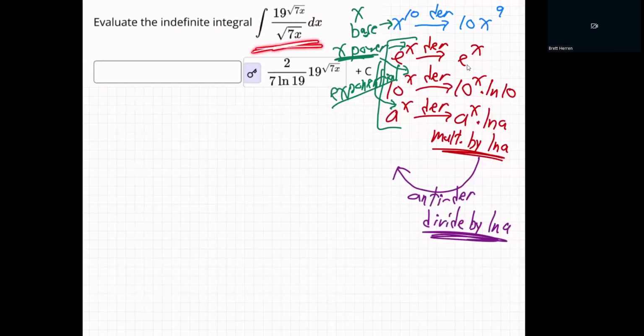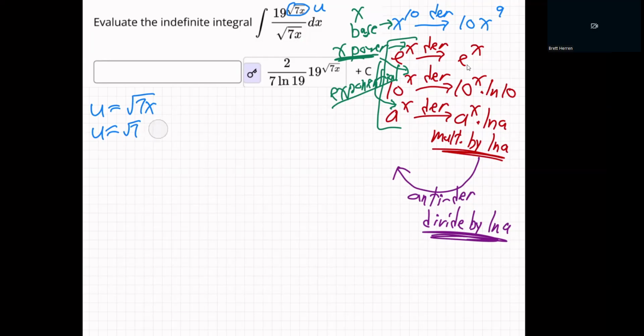Want to evaluate this indefinite integral. This is going to be a challenging one. We're going to need to let this part right here be u. So u is the square root of 7x. Now I'm going to rewrite that as square root of 7 times square root of x, just to see those separate.